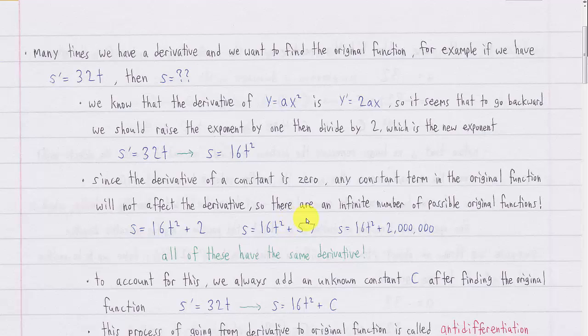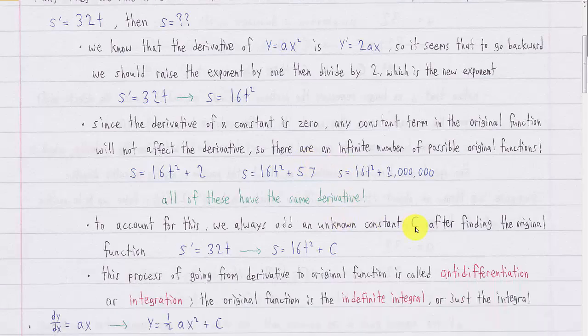So this process of going backwards, starting from the derivative and then finding the original function, is called antidifferentiation, or sometimes integration. More specifically, the original function is the indefinite integral. We'll learn about another type of integral later. So this original function is called an indefinite integral or an antiderivative.